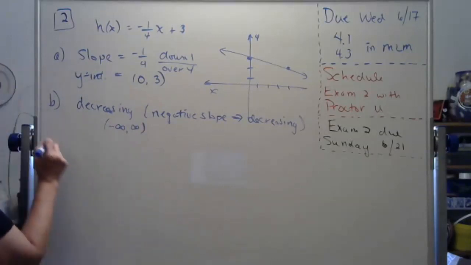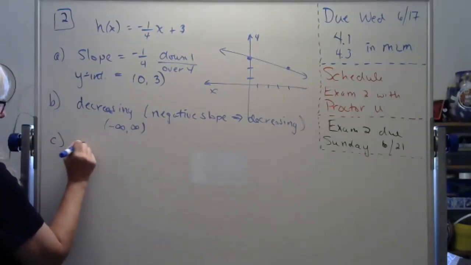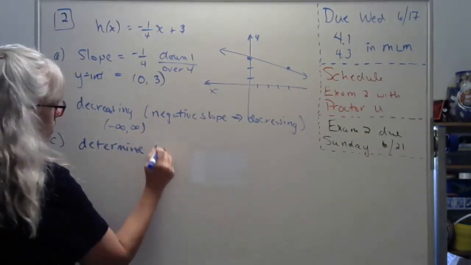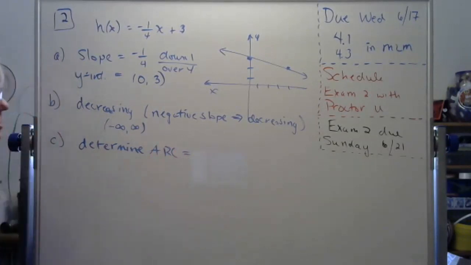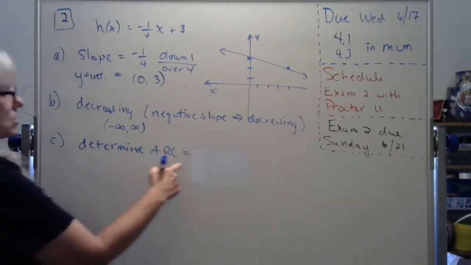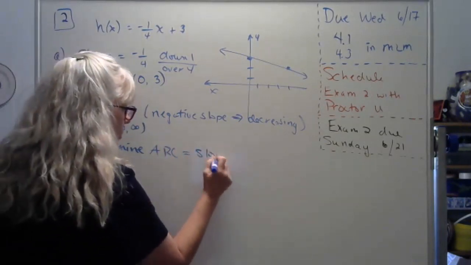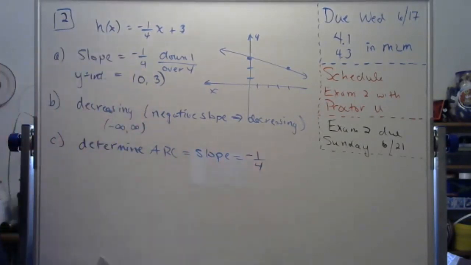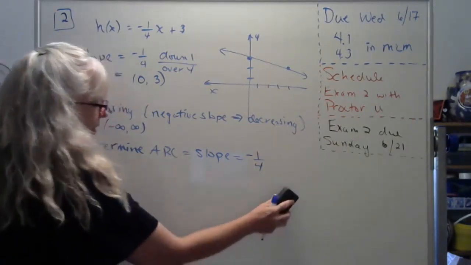Part C on that one says determine the average rate of change. Well, the average rate of change is the change in y over the change in x, and for us, that's a constant. So our average rate of change is equal to the slope, which we already said was -1/4. So they're just trying to tie the concepts from this section in with the previous concepts we've talked about. Any problem with that? The easiest problem you're ever going to have. So let's put those on the exam.